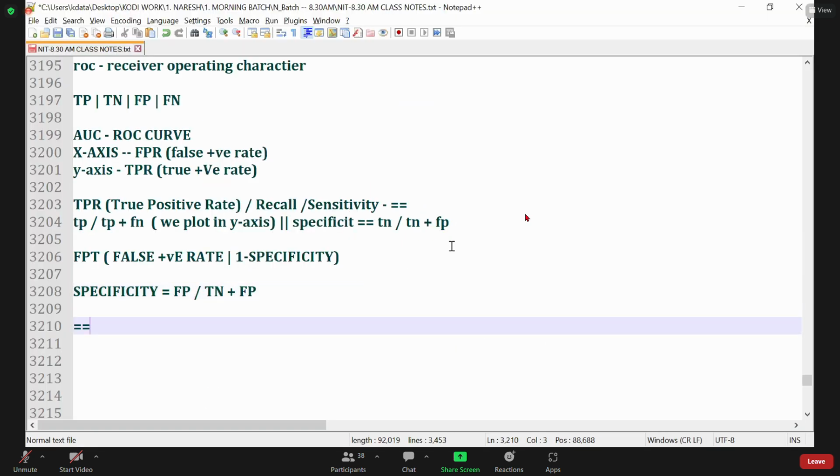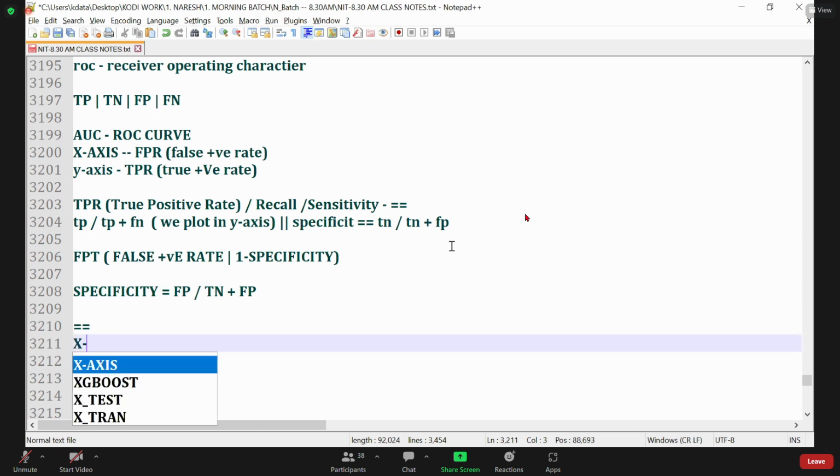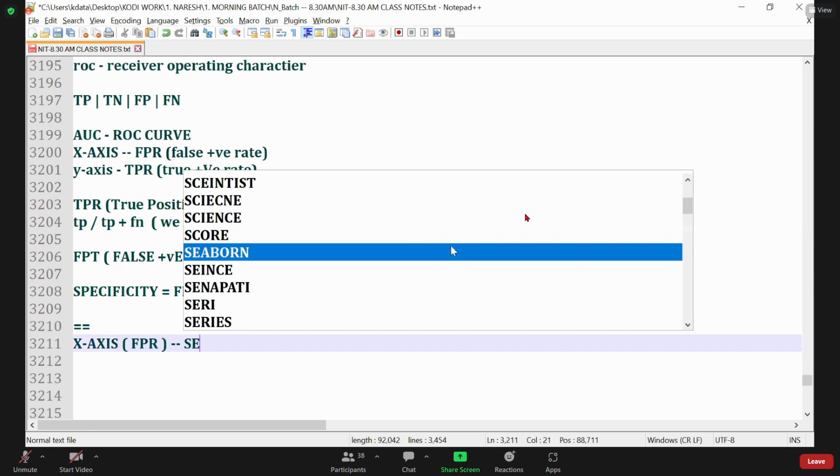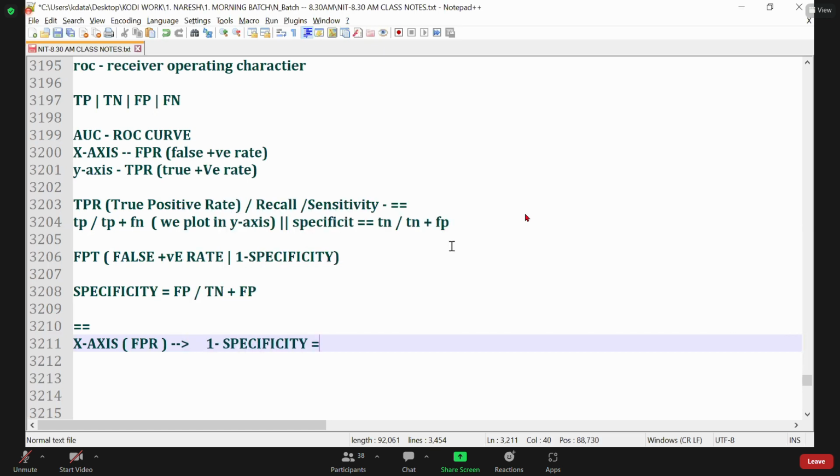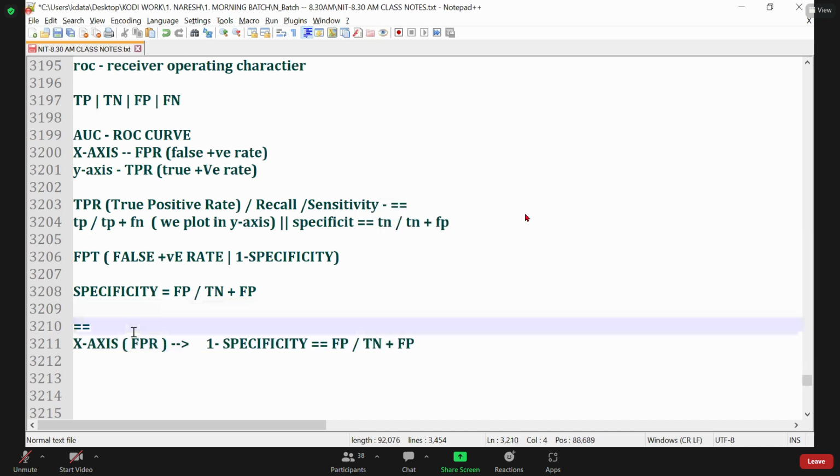Very straightforward. On the x-axis, which one do we plot, guys, FPR or TPR? FPR we call 1 minus specificity, and the formula equals FP by TN plus FP. Are we clear? Very straightforward. Please remember this formula.